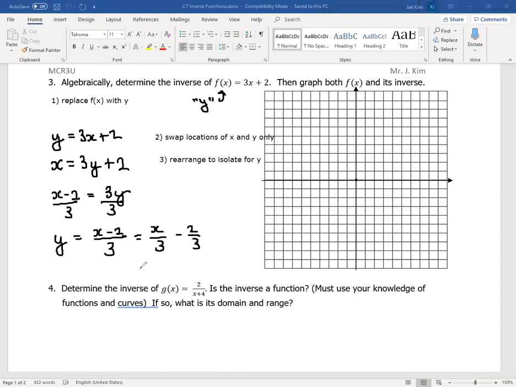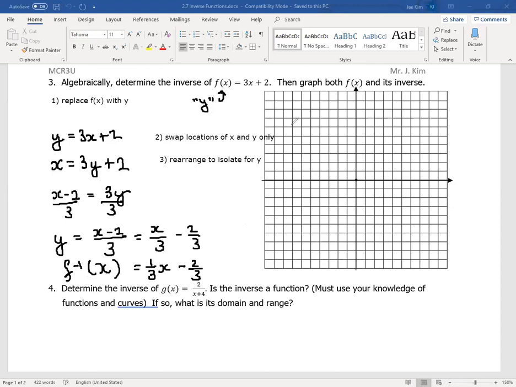Now, do just a very quick fraction manipulation. That means my slope is actually 1 over 3 as a multiplication. And my y-intercept is negative 2 over 3. Okay. So my inverse function, as my final bit, replace the y with the inverse function, is equal to 1 over 3x minus 2 over 3. Another straight line. Let's draw it.